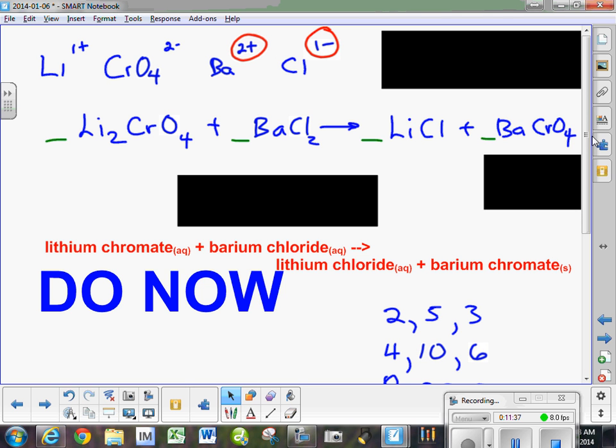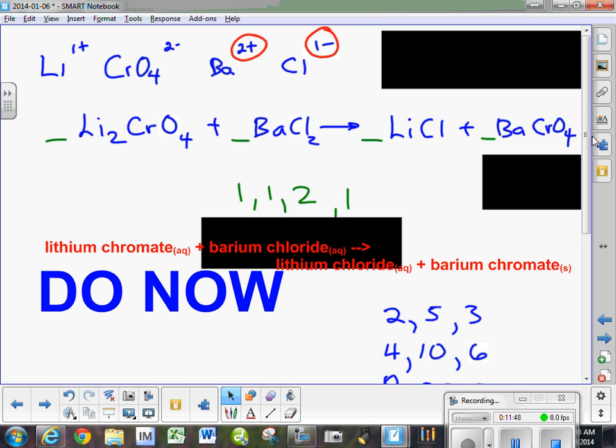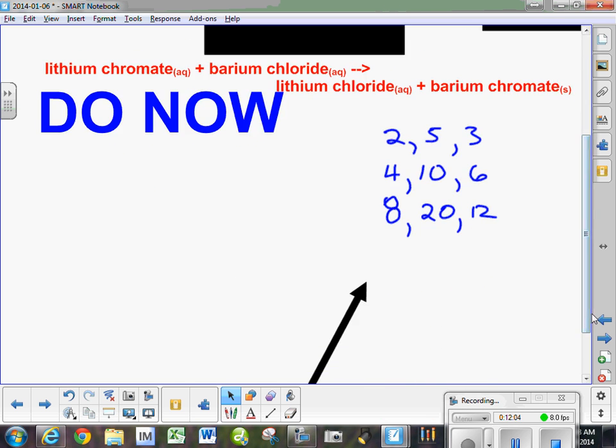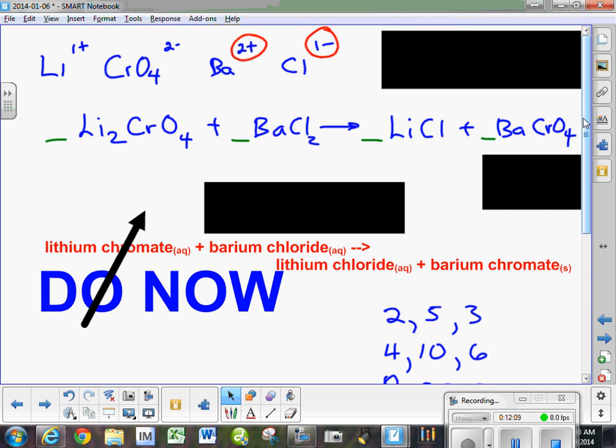So barium chromate winds up being like this. Okay? So this winds up, and I shouldn't have put that out yet, but let's go ahead and balance this guy. How many lithiums on the left? 2. Okay? 2 because of the 2 right here. How many lithiums on the right? 1. So what do I do? What number do I need out front? 2. Okay, so 2 times 1 is 2 lithiums. 2 times 1 is 2 chlorides.